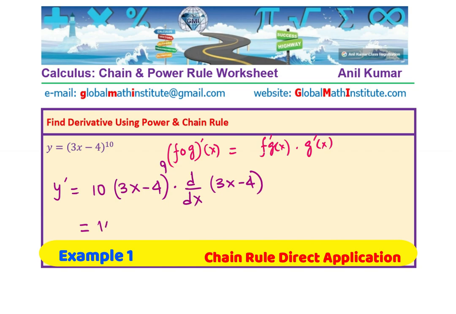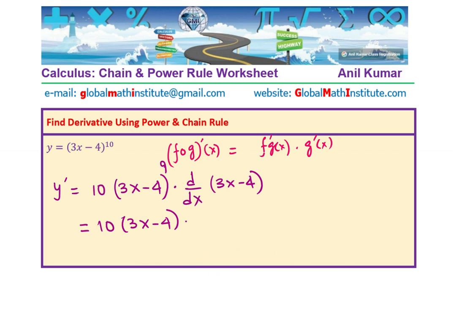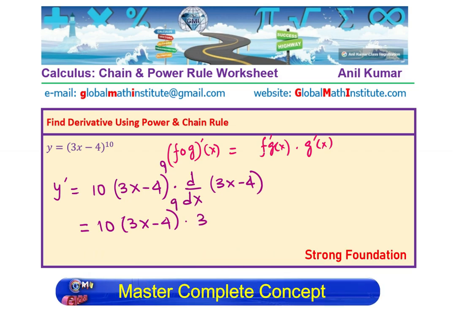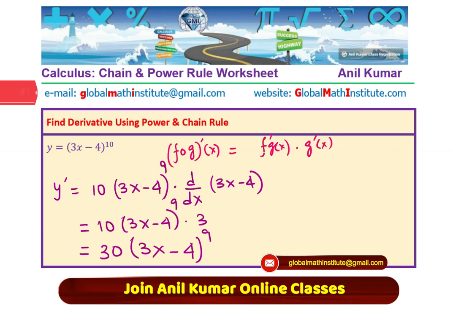So now we get 10 times 3x minus 4 to the power of 9, times the derivative of 3x minus 4, which is 3. And then we get our result, 30 times 3x minus 4 to the power of 9. Do you see? Exactly the same result. I hope the concept is absolutely clear.